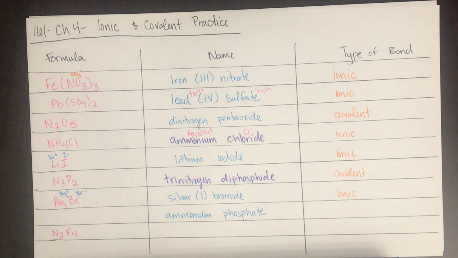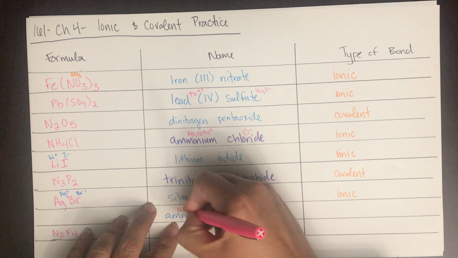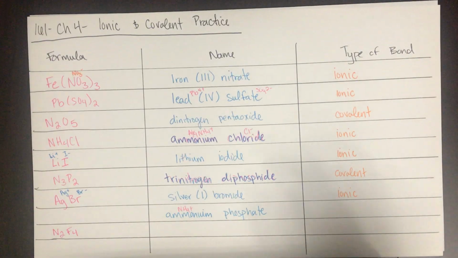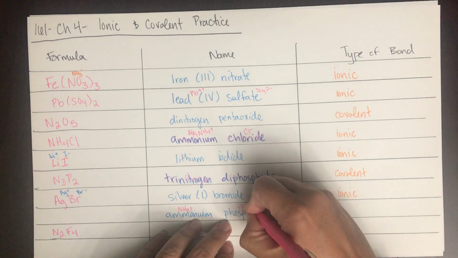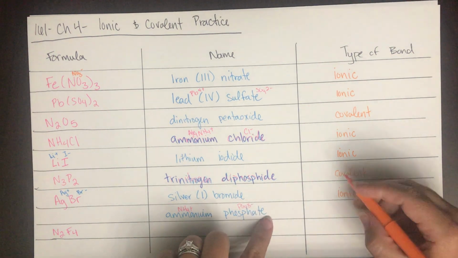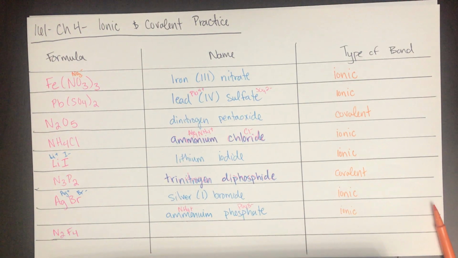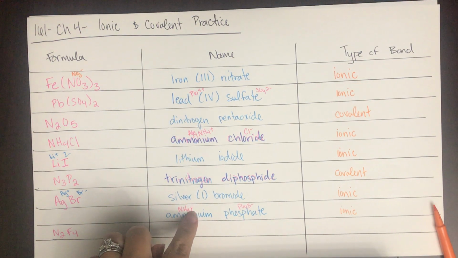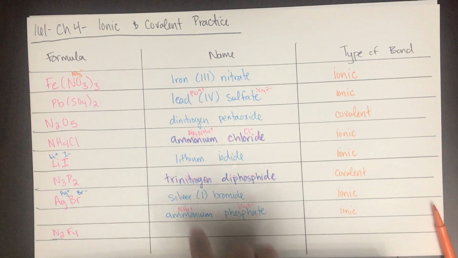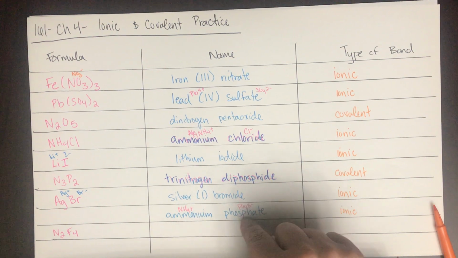Ammonium is NH4+1. Phosphate is PO4 3-. So remember, this is ionic because it's a positive ion and a negative ion. Remember, ionic compounds have to be charge neutral. Well, the ammonium has a charge of +1. The phosphate has a charge of -3. That means I must need 3 ammoniums for every 1 phosphate.